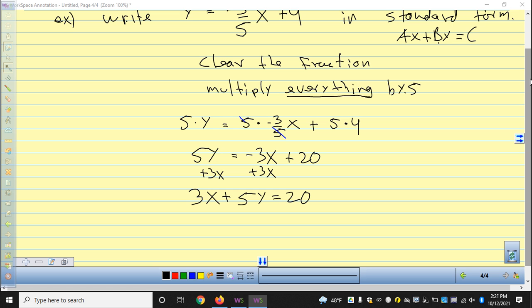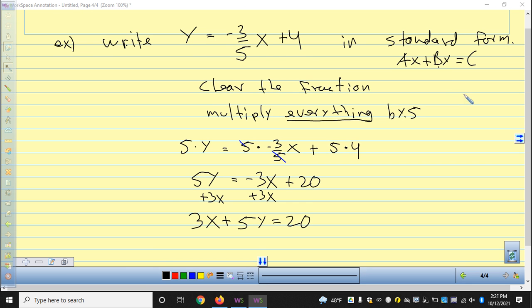So to write a y equals mx plus b form line in standard form, you need to clear the fraction from the slope. And when you clear the fraction, you multiply everything by the number that clears the fraction. The everything part is what students usually forget.